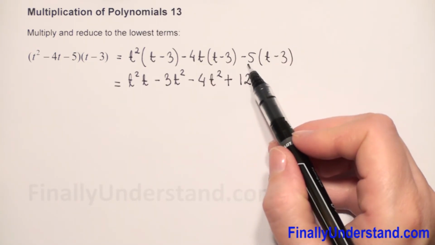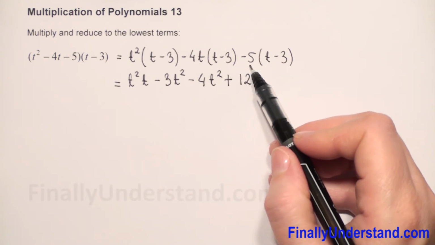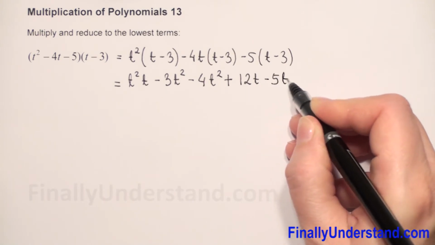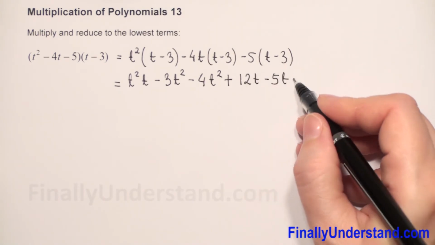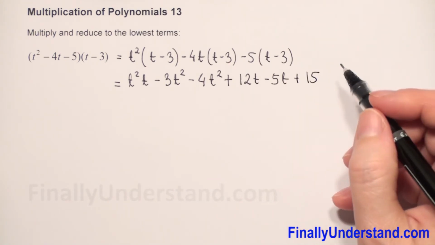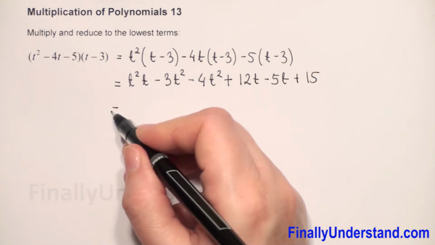And now we have the monomial negative 5 before the parentheses, so negative 5 times t is negative 5t. Negative times negative gives me positive. 5 times 3 is 15. So now this is equal.